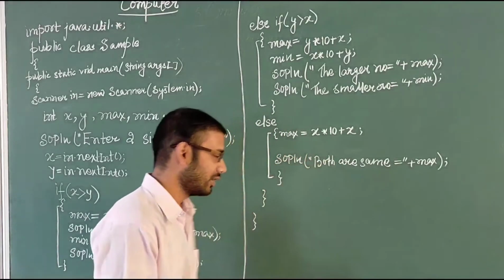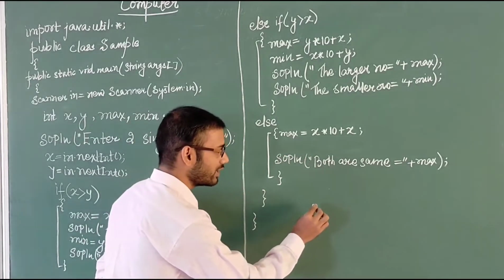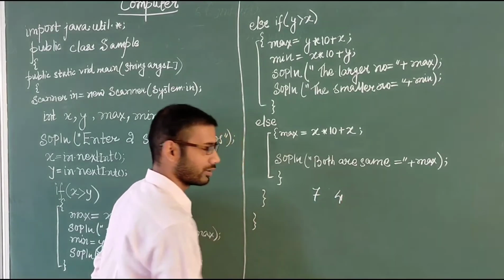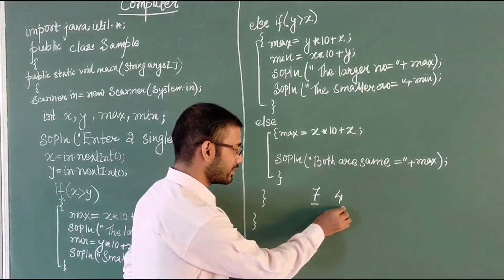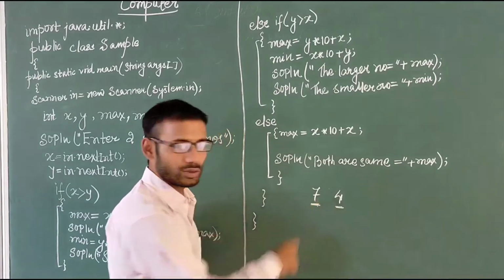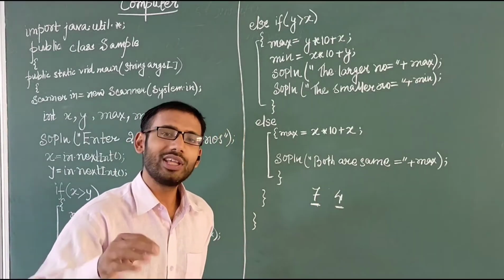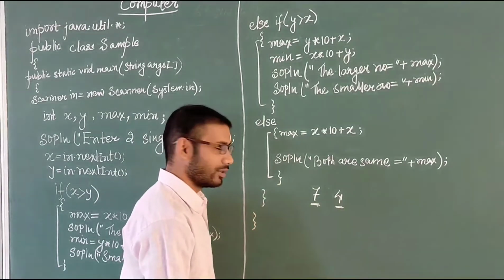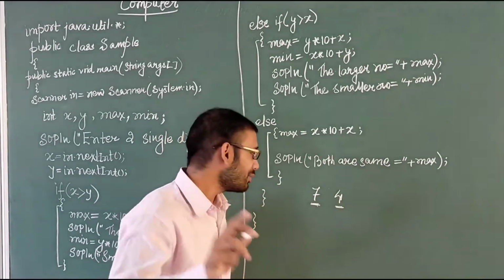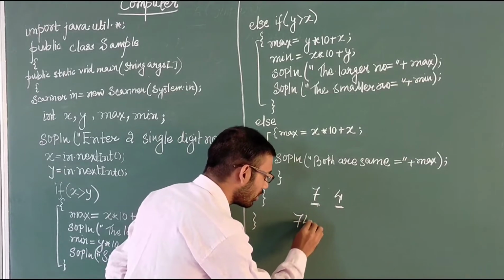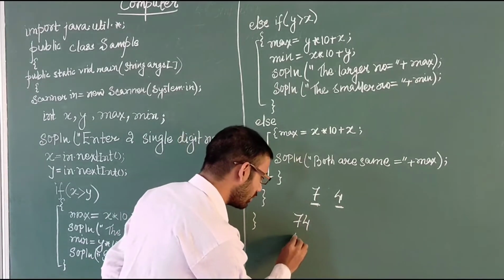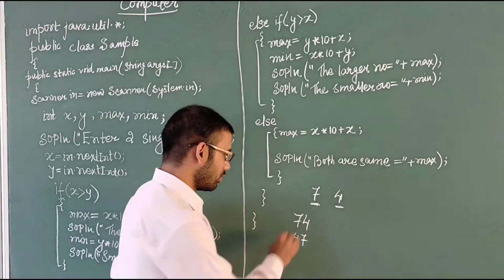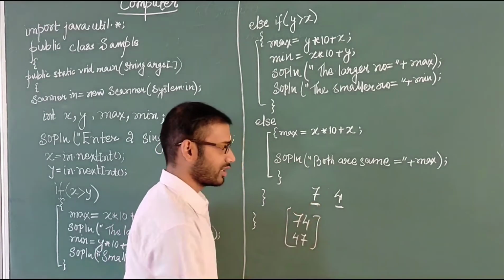That means what? Let's suppose the user gives 2 digits, that is 7 and 4. The user gave these 2 digits. Okay. So what you need to do is prepare a number using these. Here, the larger number will be 74 and the smaller number will be 47. Clear? So this is the program you are supposed to do.